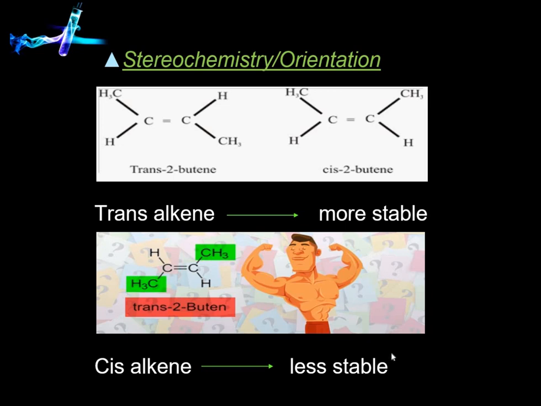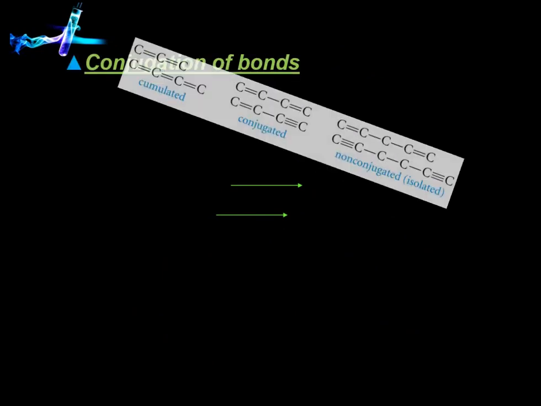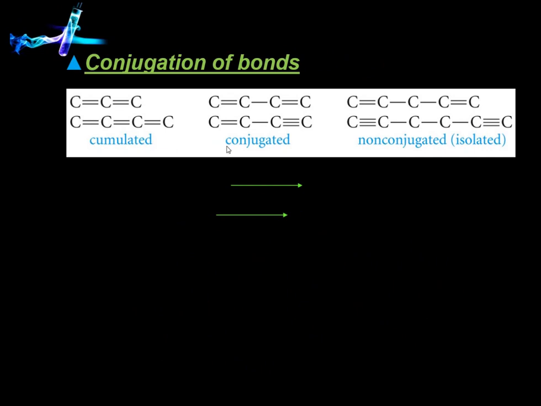The third factor which contributes towards the relative stability of alkenes is conjugation of bonds. Now, what is meant by conjugation of bonds? There are three kinds of bonds that are being shown over here. We can have different dienes or trienes, in which 2 or 3 double bonds might be present in a chain. There can be three different types: cumulated dienes or trienes, conjugated dienes or trienes, and non-conjugated, which we can also call isolated dienes or trienes.